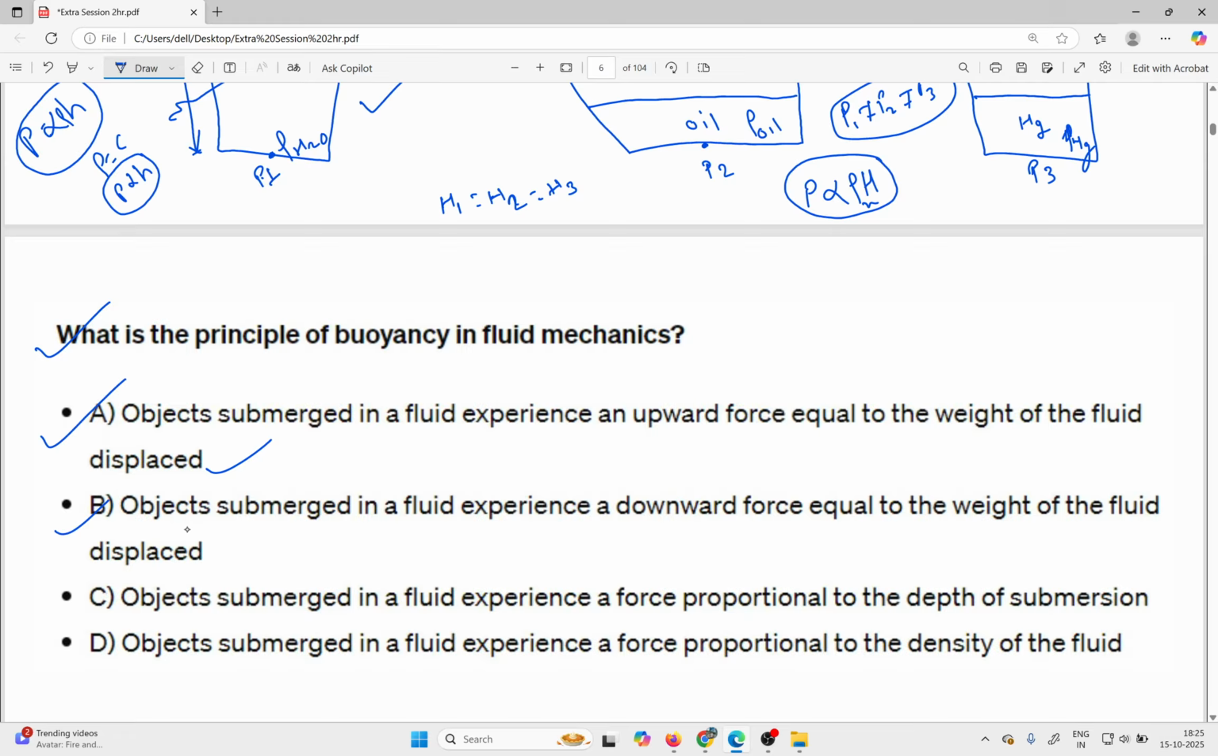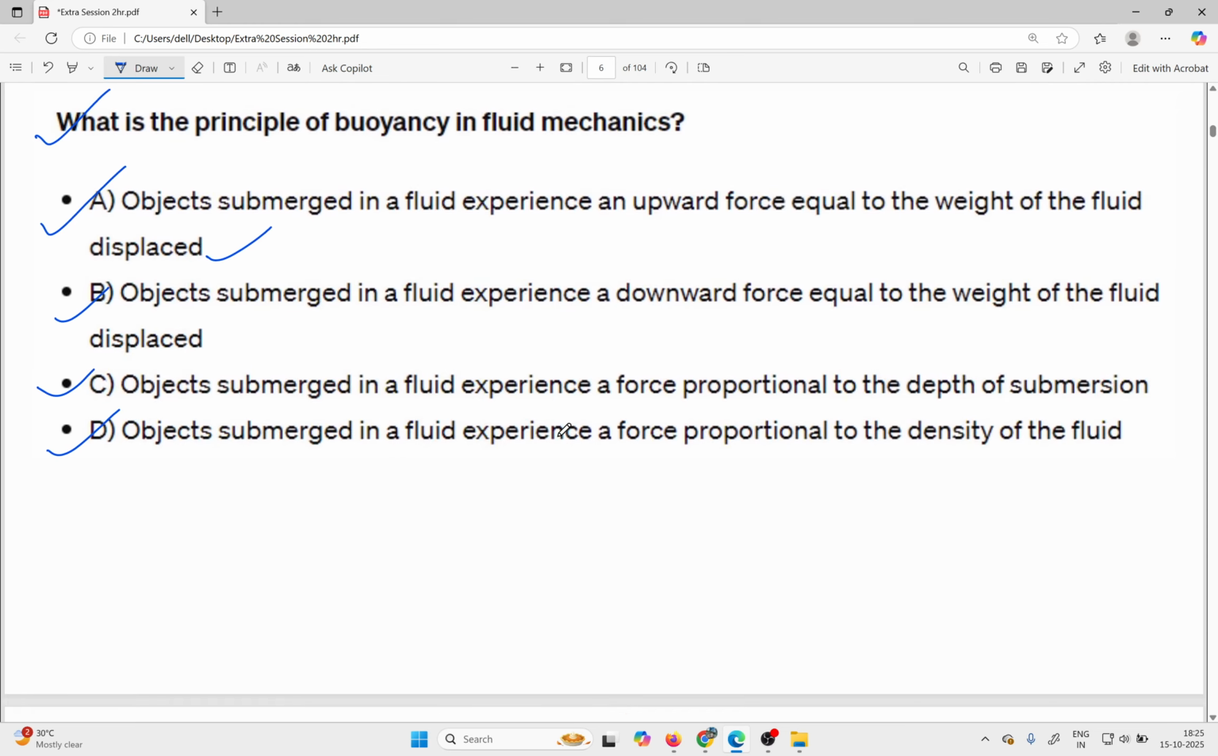Option B, the object submerged in fluid experiences a downward force equal to the weight of the fluid. Option C, the object submerged in a fluid experiences a force proportional to the depth of submersion. And option D, object submerged in fluid experiences a force proportional to the density of the fluid. So here you have the four options. Just think on that. What is the meaning of buoyancy in fluid mechanics?